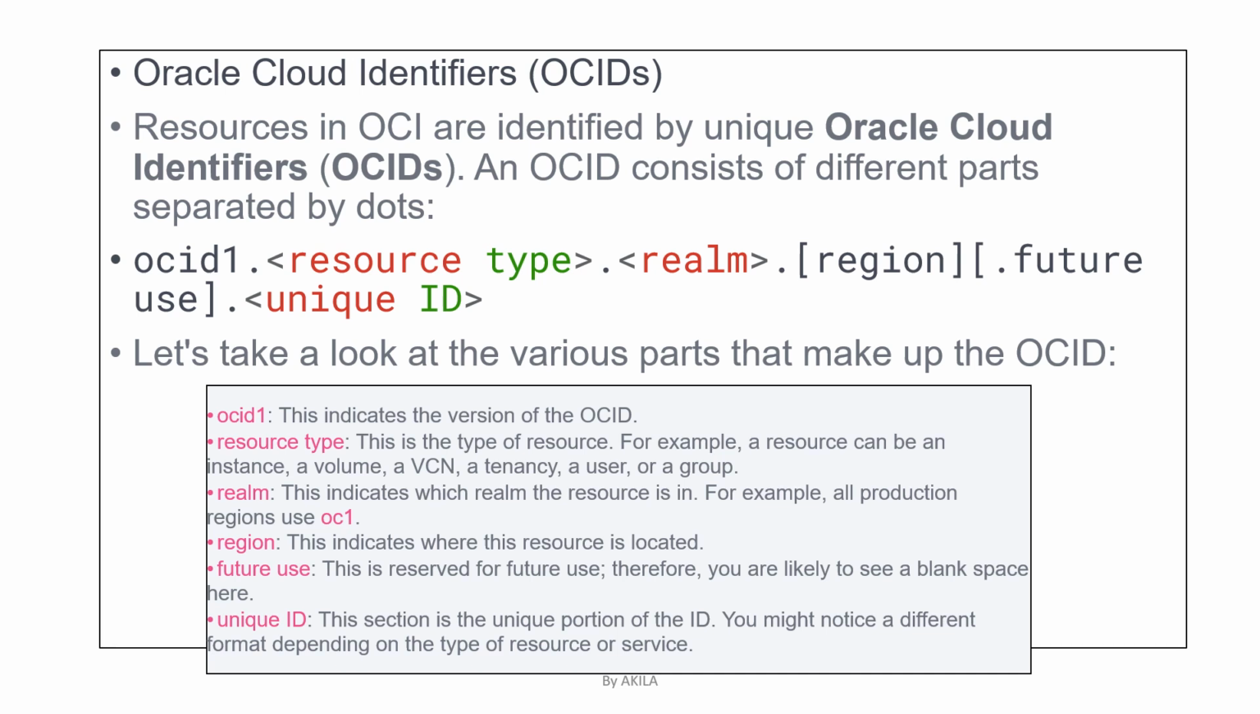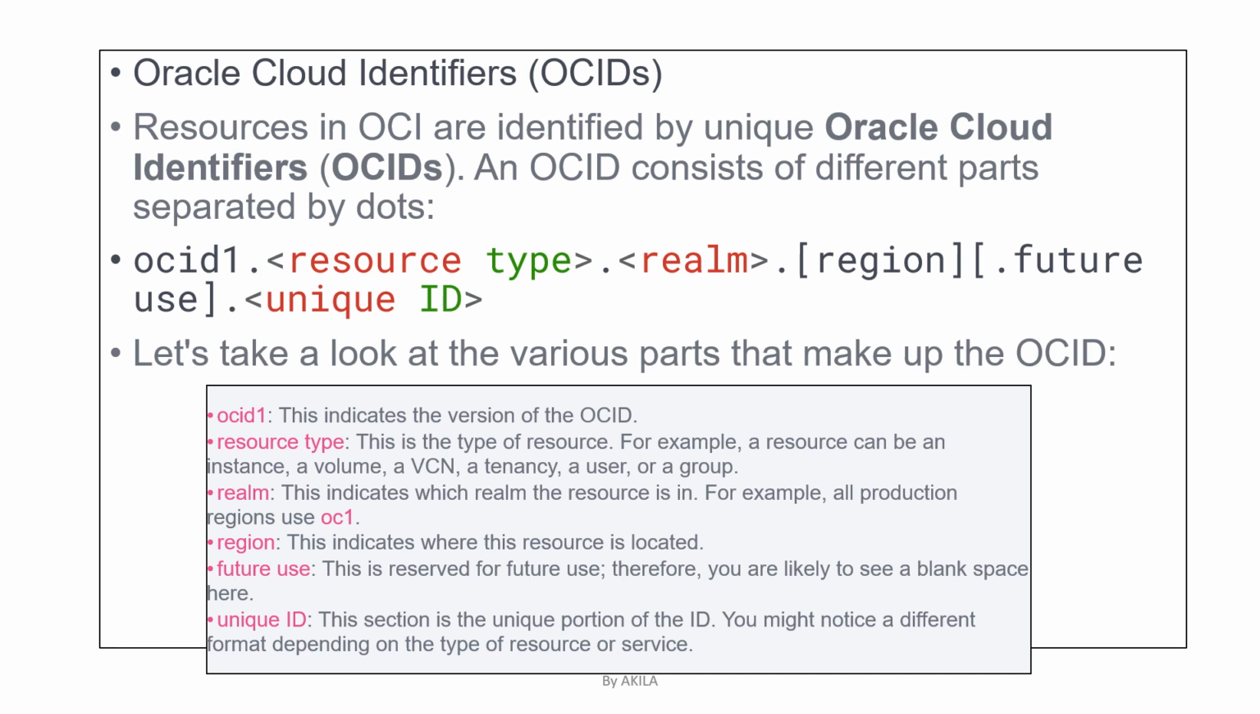So each and every Oracle Cloud resource will contain an identifier, Oracle Cloud Identifiers, OCIDs. Resources in OCI are identified with unique Oracle Cloud Identifiers. So whatever resource we need to run for our applications, all are identified with a separate ID, which is the OCID. And OCIDs consist of different parts.